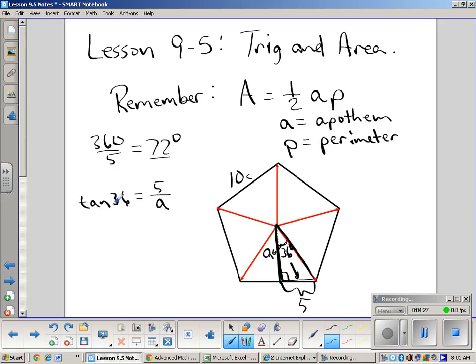In this case, the A not only stands for adjacent, it stands for apothem, right? So flip the A and the tan. Yeah, so remember when the unknown's in the bottom, that's what Alex is saying, the unknown's in the bottom, so I'm going to switch places. So A is equal to 5 divided by tan 36.